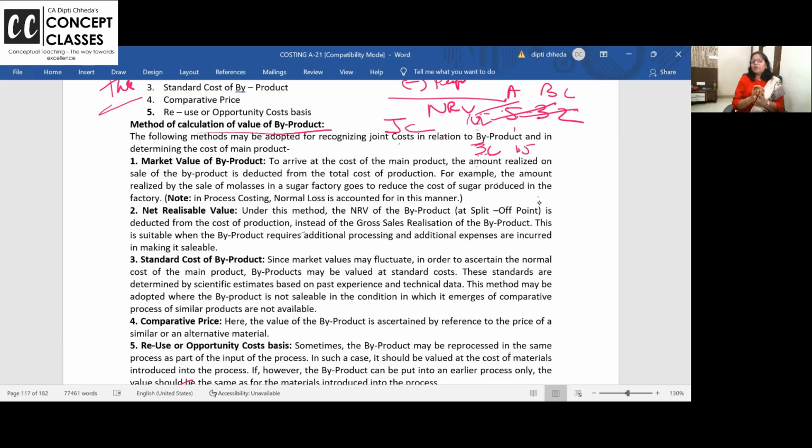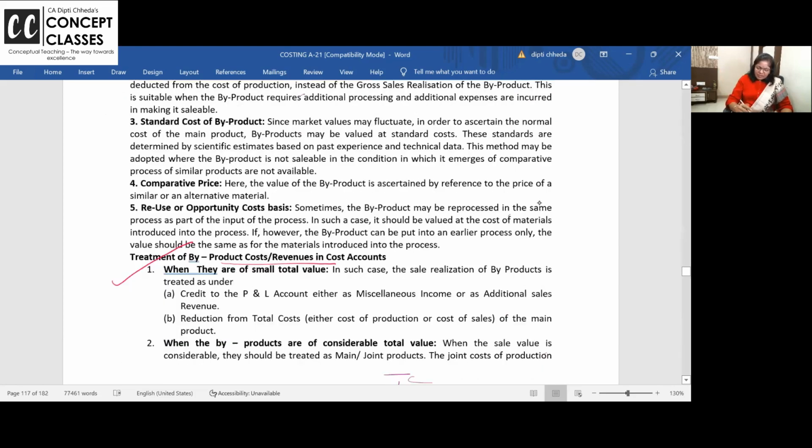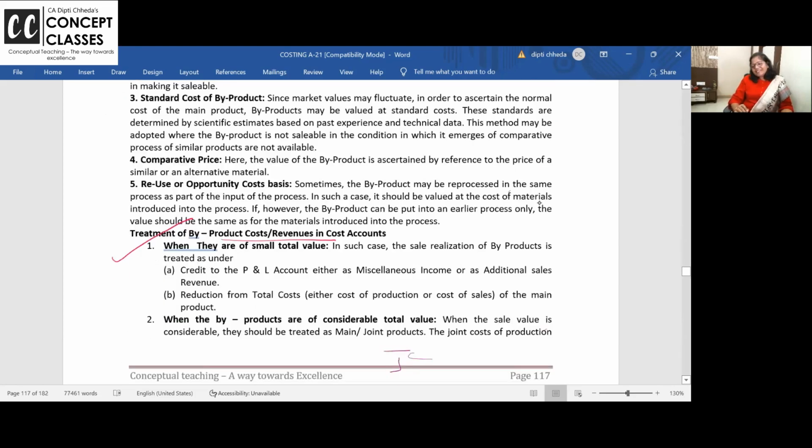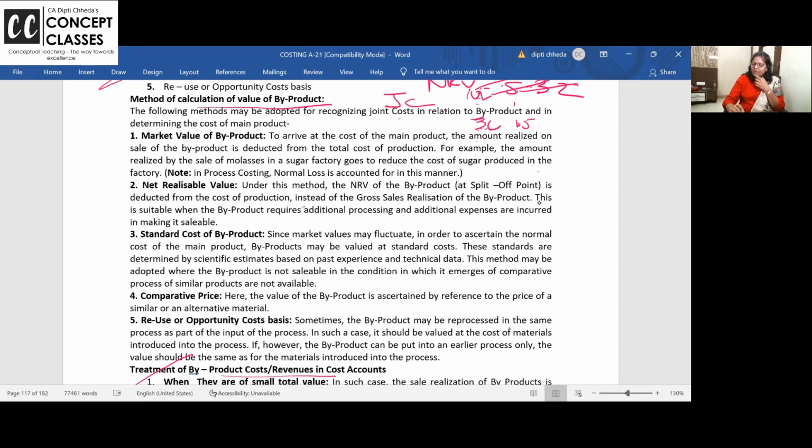Read carefully what question they are asking in the exam. If they ask what is the way to calculate byproduct, it is how do you get the value of the byproduct. Every byproduct is not going to have market value. And this one which is most asked is, once you get the value of the byproduct, how you are going to treat it in your books. Okay? So let us first get how will you get the value of the byproduct. Market value of the byproduct.